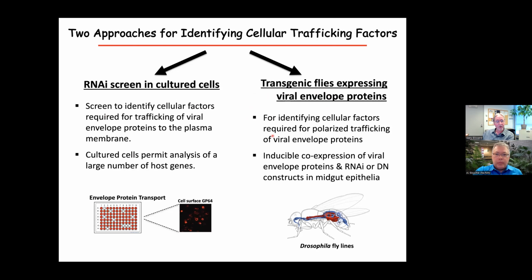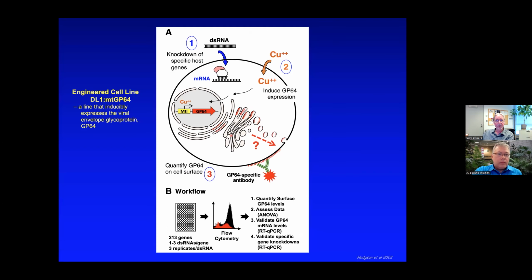I'll tell you a little bit about each of these just very briefly. First I'll talk about these RNAi screens in cultured cells. The approach we've taken was to look for the host genes that are required for transport of a model envelope protein, GP64, to the surface of cells. There are a number of different pathways that cells use to move their membrane proteins to the cell surface. And viruses don't recreate everything. They utilize systems that already exist in the cell.